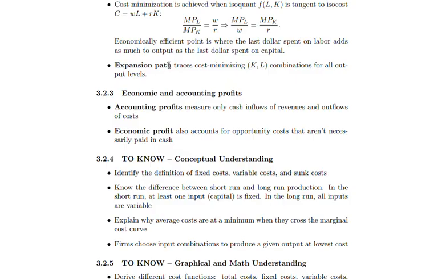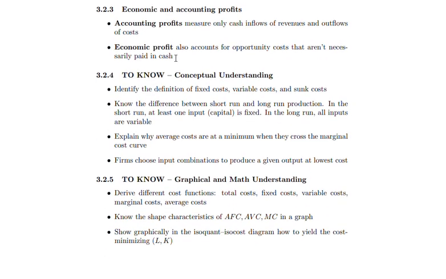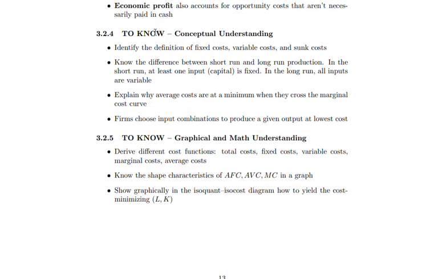The expansion path traces cost-minimizing combinations for all output levels. Economic and accounting profits: accounting profits measure only cash inflows of revenues and outflows of costs. Economic profits also account for the opportunity costs that aren't necessarily paid in cash, because opportunity costs are not just cash.